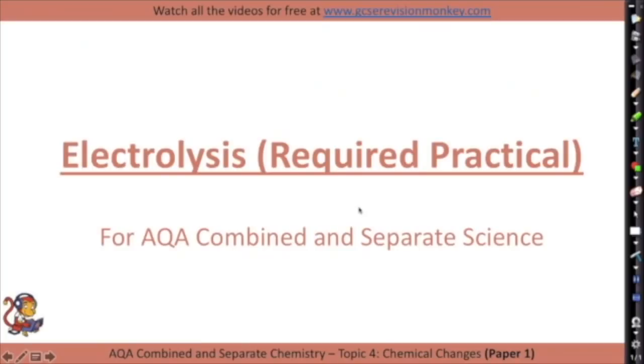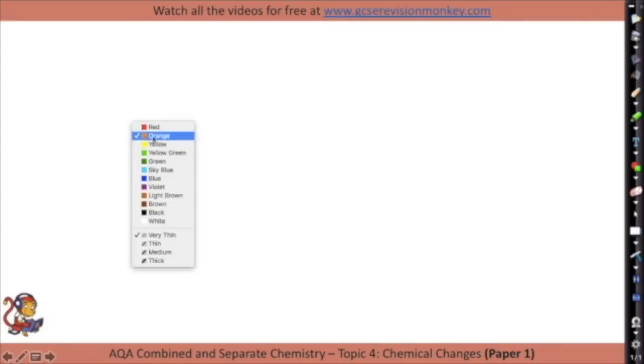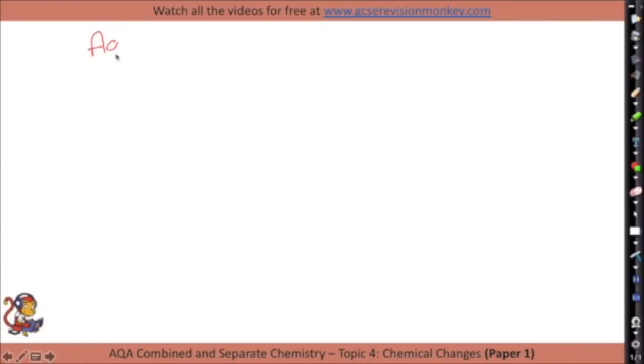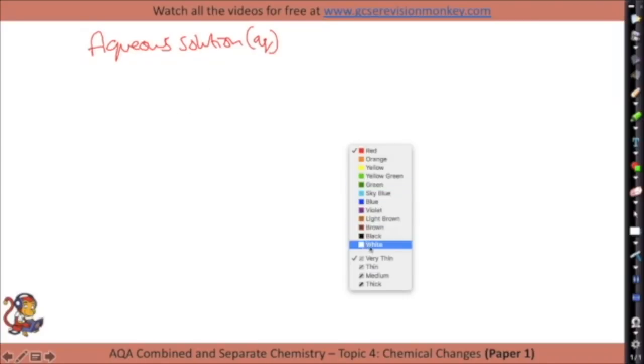There is also a required practical on electrolysis, so be prepared to describe a method to set up electrolysis and also predict the results of the electrolysis. So for this we're going to be talking about electrolysis of aqueous solutions. That's when they are dissolved in water. So not only will you get a particular ionic compound, but you will also get the ions that are found in water. So you need to be able to draw a setup from scratch.